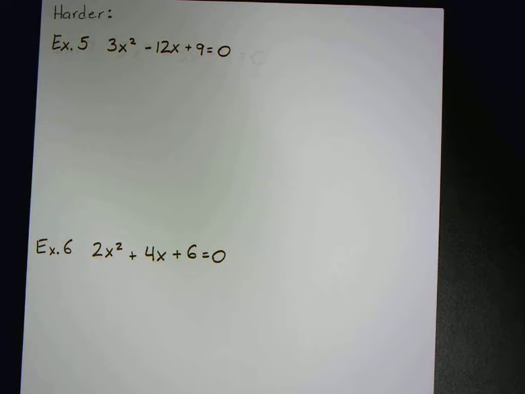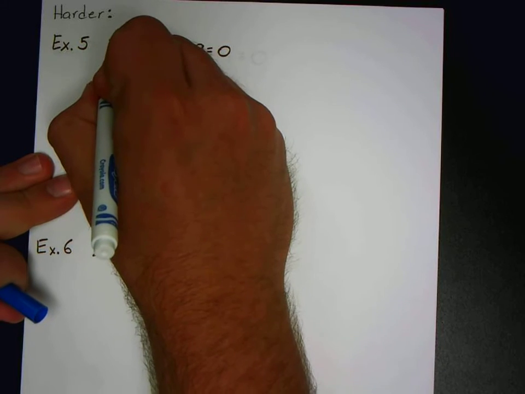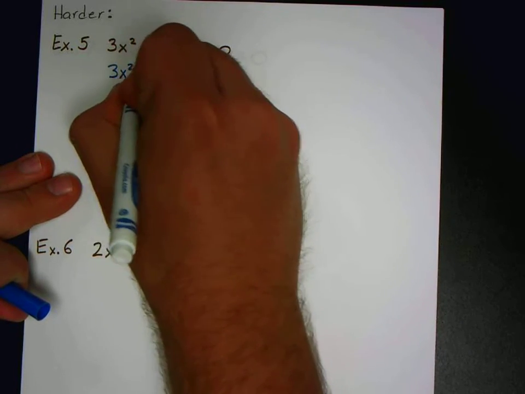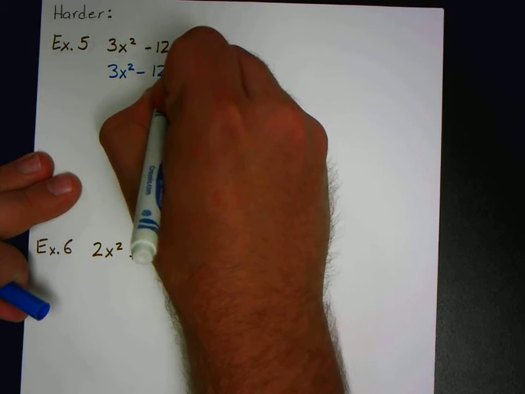Now, you can do it one of 2 ways. You can move the 9 and then divide by 3, or you can divide by 3 and then move the 9. Your choice. I'm all about freedom in here. Math is all about choices, right? Doesn't matter which way you do it, as long as you do it correctly.